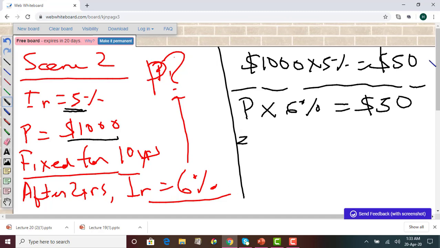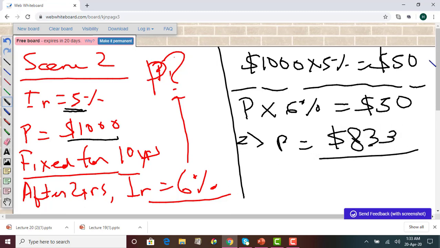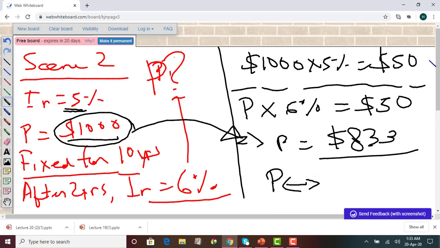So in this case the price will be equal to $833. This is definitely less than $1,000. This time the price of the bond has gone down because interest rates have gone up. So definitely based on this we can say price and interest rate have a negative relationship: when interest rate goes up, the price of the bond will fall, and when interest rate goes down, the price of the bond will go up.